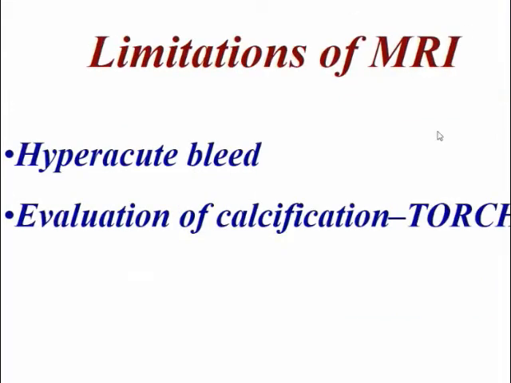The limitations of MR are hyperacute bleed. Though I have put this up, we now have sequences where we can pick up hyperacute bleed and also calcification. We call it susceptibility weighted imaging. That is something quite new which has come into practice, where you can pick up calcifications, especially in cases of TORCH. We need not subject the child to CT. We can pick up even calcifications very well on MR.